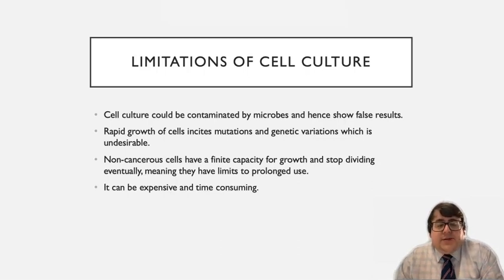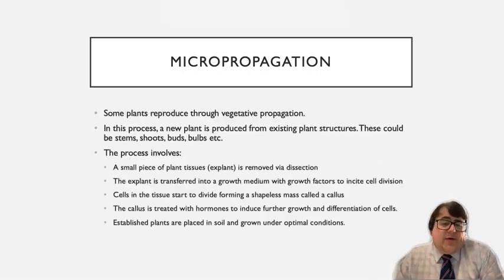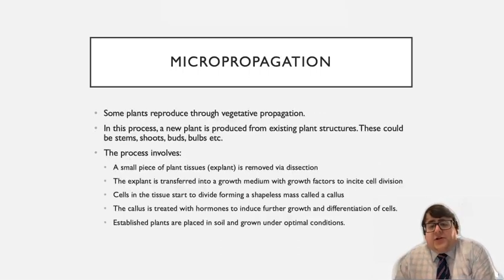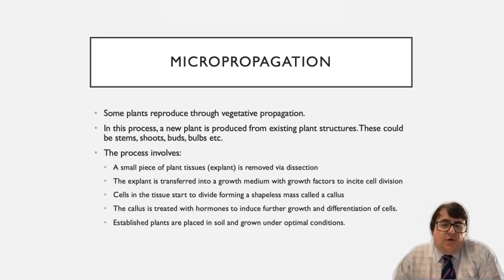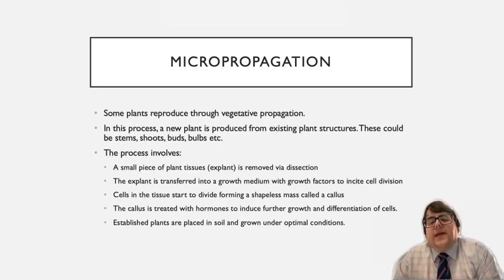Moving on, we're going to talk about some specific types of cell culturing, and we're going to look at some plants and some animals. So the first one we're going to talk about is micropropagation. So some plants reproduce through what's known as vegetative propagation. In this process, new plants are produced from existing plant structures, whether they be stems, shoots, buds, bulbs, as a specific part of a plant. The process involves we take that small piece of plant tissue, which we call explants, and we remove it through dissection or like pulling it off the plant, etc.